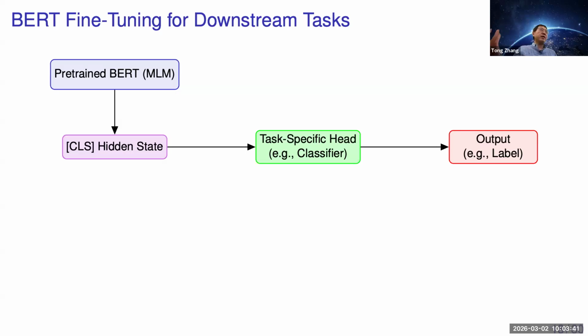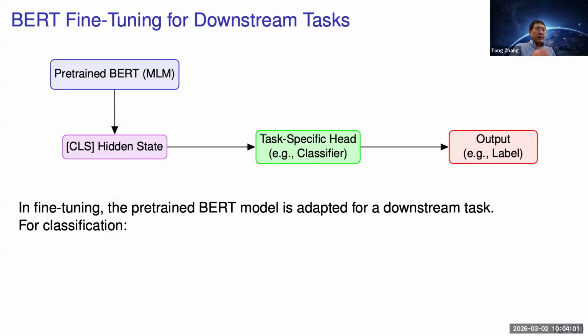But you can use other heads, depending on what kind of problem you are interested in. You can have a regression head, which instead of outputting logits outputs a real number, and so on. But basically, this head is typically a small neural net, an MLP. So that's about it. In fine-tuning, the pre-trained BERT is adapted to the downstream task.